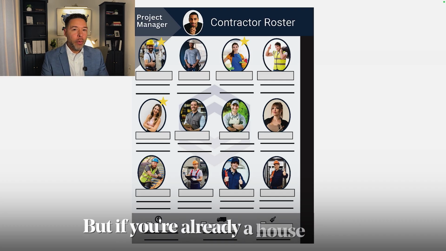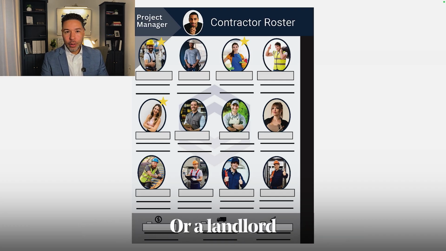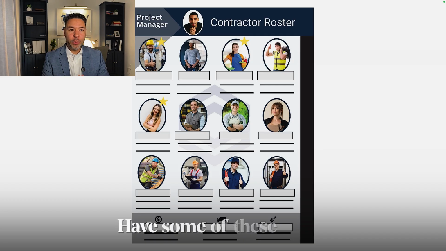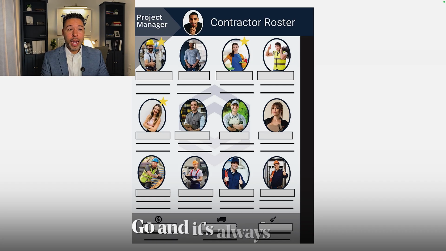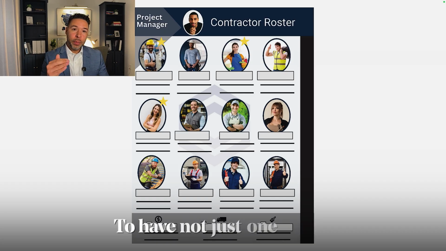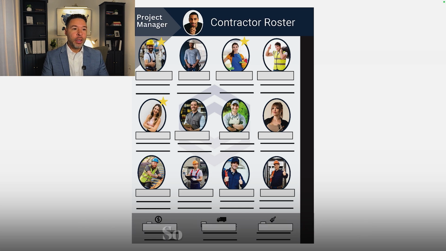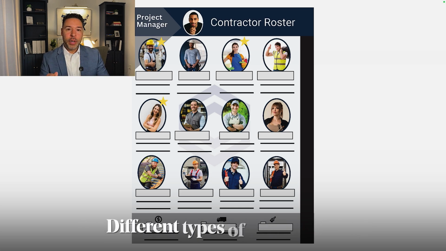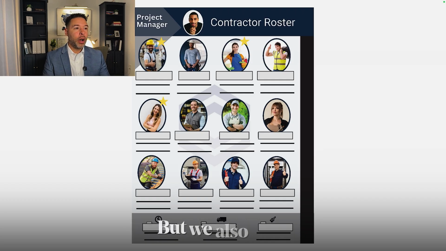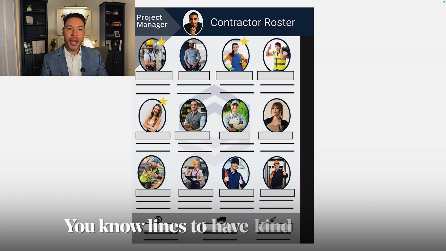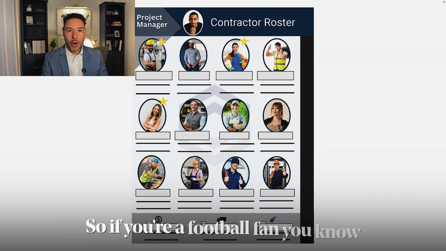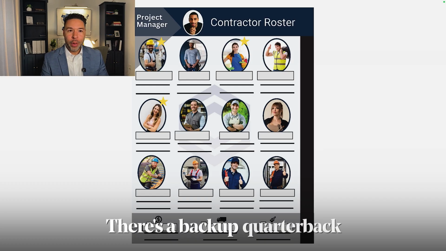But if you're already a house flipper or a landlord, you probably already have some of these people, but I think having this form will be helpful for you because, as you know, some people come, some people go. And it's always good to have not just one person, but also think, who's my backup? And who's my backup for my backup? So on this form, we have the different types of contractors that you're going to need, but we also have lines to have kind of a backup. So if you're a football fan, you know there's a backup quarterback or what have you.